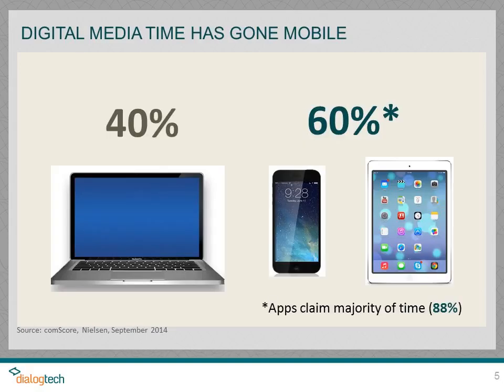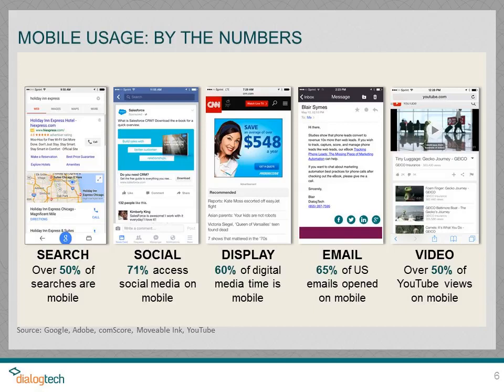When it comes to consuming digital media, people spend more time looking at their emails, looking at social media, watching videos on mobile devices than they do on desktops, 60 to 40. And that number is only increasing. And if you drill down into the stats that impact marketing channels specifically, they all point to mobile.